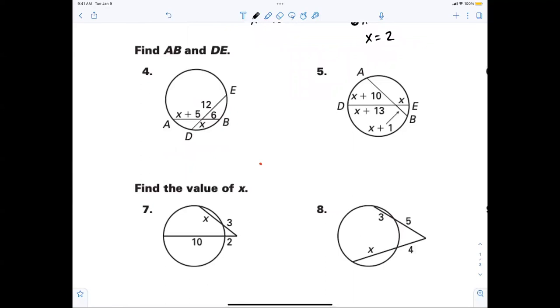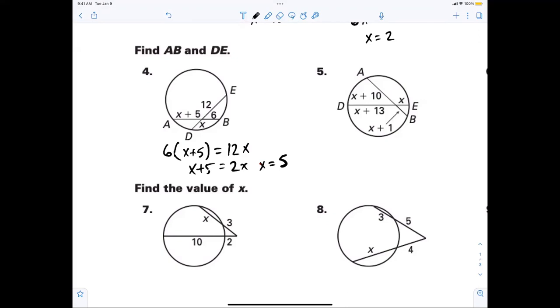Number 4. So for number 4, we would say simply what? 6 times X plus 5 must equal 12X. Now I'm not going to distribute here, right, guys? I'm just going to go ahead and divide by 6. Is everybody with me on that? So now we have X plus 5 equals 2X. So X must have been what? X must be 5. Everybody good with that?